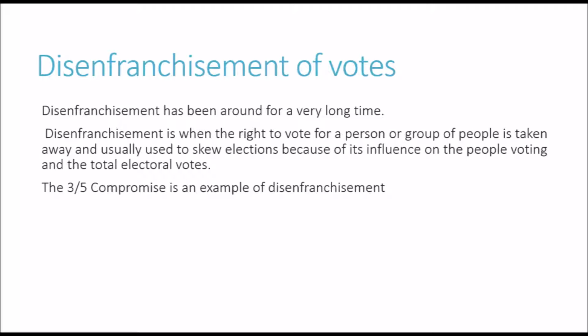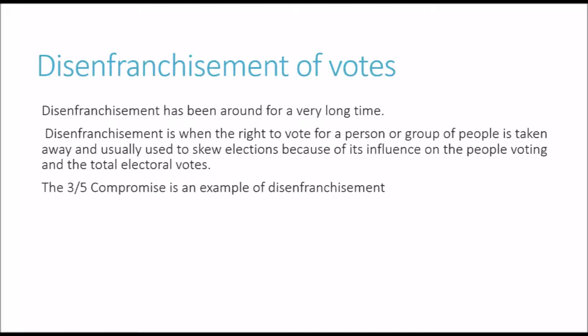Disenfranchisement can happen in many ways, such as reading tests, poll taxes, and even, in some extreme cases, sidewalks being torn out to prevent people from voting. Disenfranchisement is when the right to vote for a person or group of people is taken away, and it is usually used to skew elections based on its influence on the people voting and the total electoral votes.